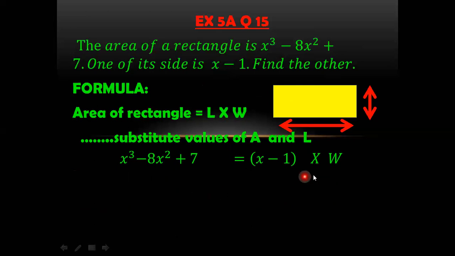अब आप यहाँ पे देखेंगे क्या है, x minus 1 multiplied by width है, and it's an equation. ये हमें कैसे पता चला कि ये equation है? Because there is an equality sign, right? Here we are having area is equal to length multiplied by width. We have to find the width.